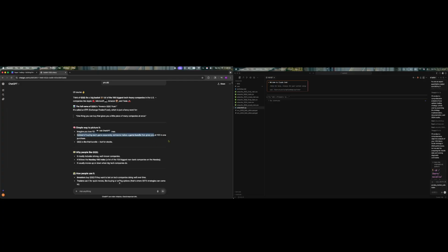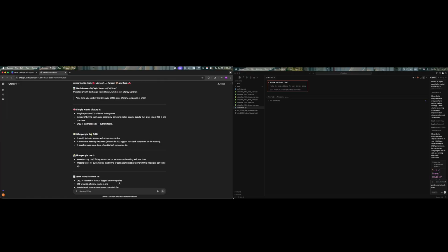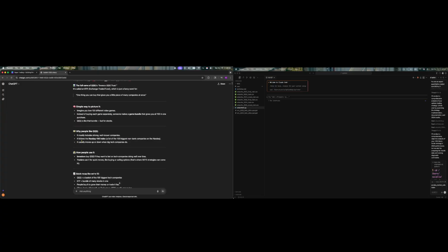This gives you all 100 in one purchase. That's QQQ, right? That bundles, but for stocks. Why do people like QQQ? It mostly trades strong, well-known companies. It follows the Nasdaq 100, and we're going to talk about the difference between the Nasdaq and the New York Stock Exchange.